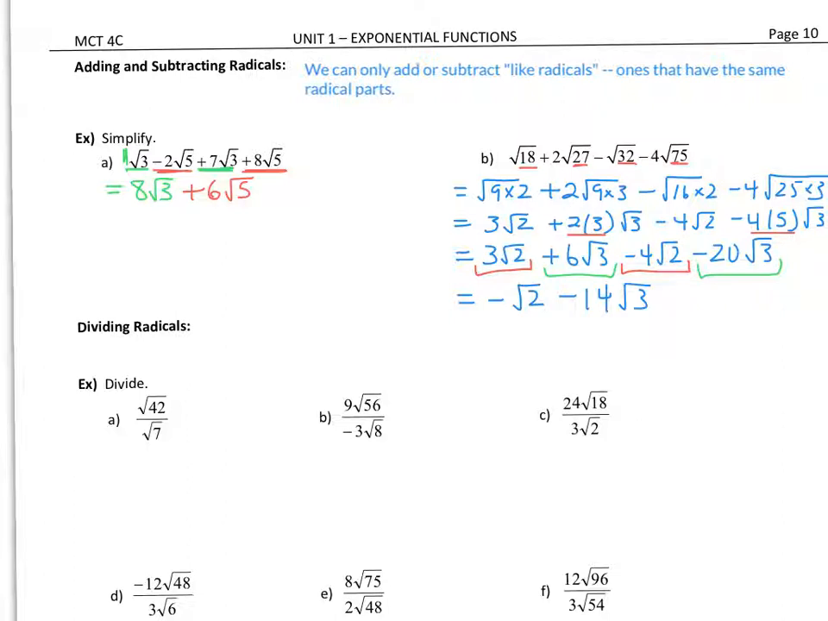Pretty simple. All right, dividing radicals works exactly the same as multiplying, only this time you're dividing. Things under the radical signs, they get divided. Things outside of the radical symbols, they get divided. All right, so why don't you try part A, B, and C. See if you can get those figured out, and then you put this on pause, and then you can press play again.